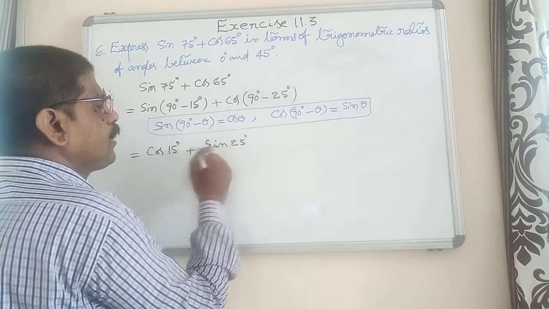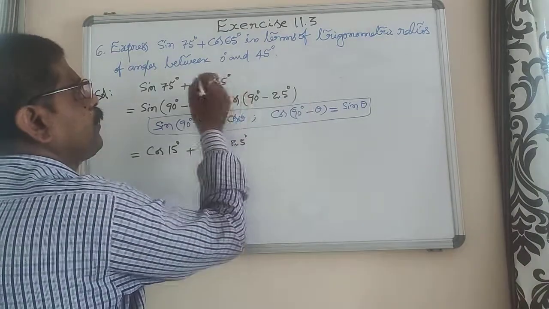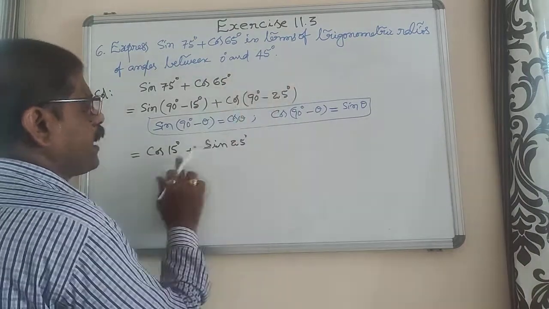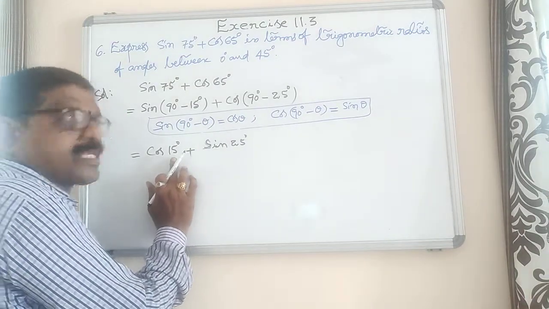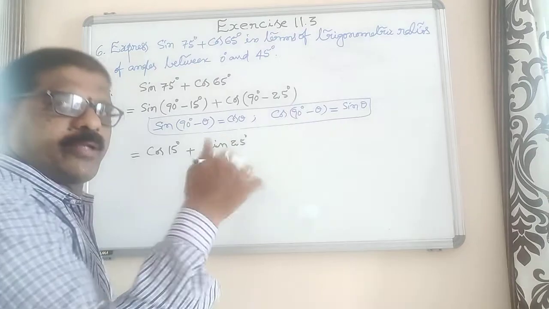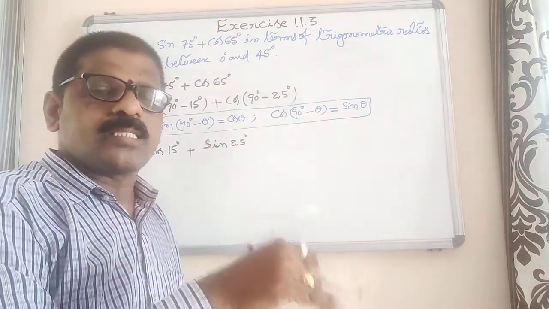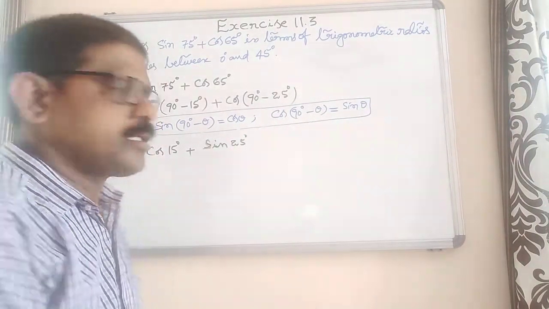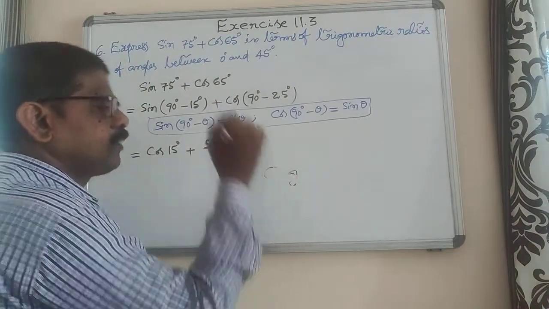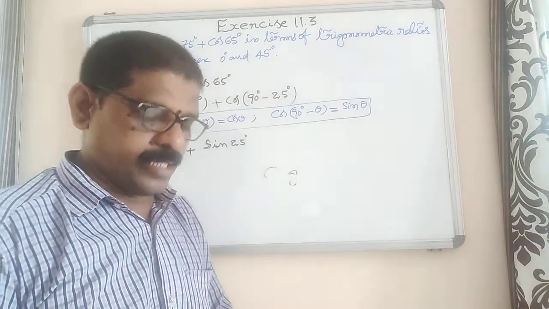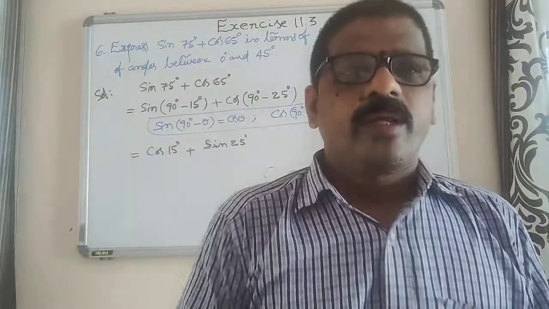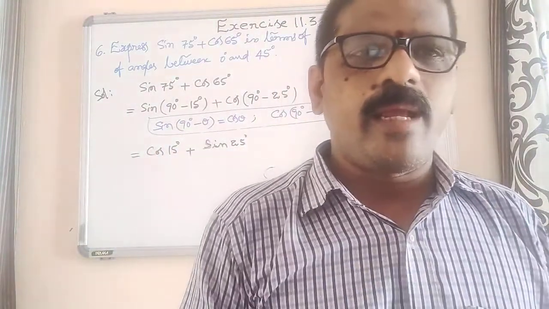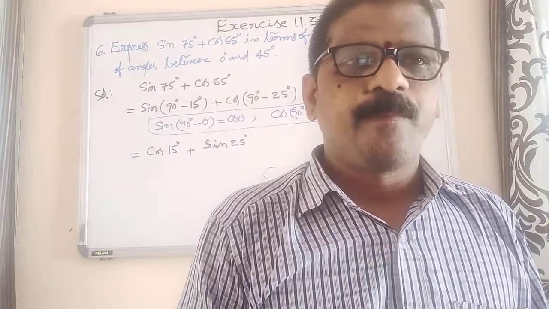Now the angles lie between 0 degrees and 45 degrees. So 15 degrees lies between 0 degrees and 45 degrees, and 25 degrees also lies between 0 degrees and 45 degrees. Now exercise 11.3 is completed.